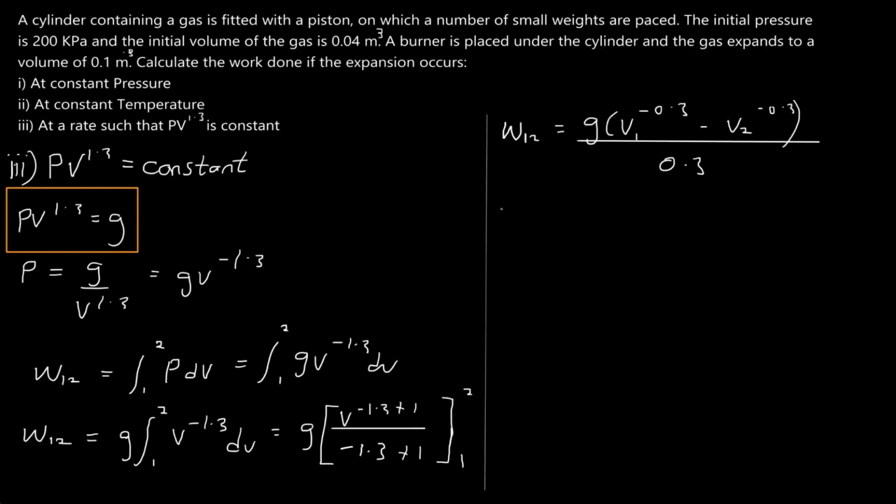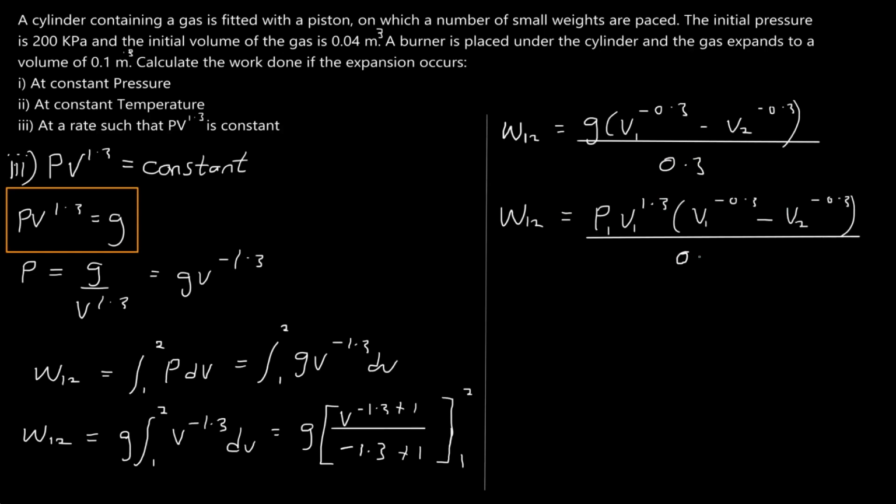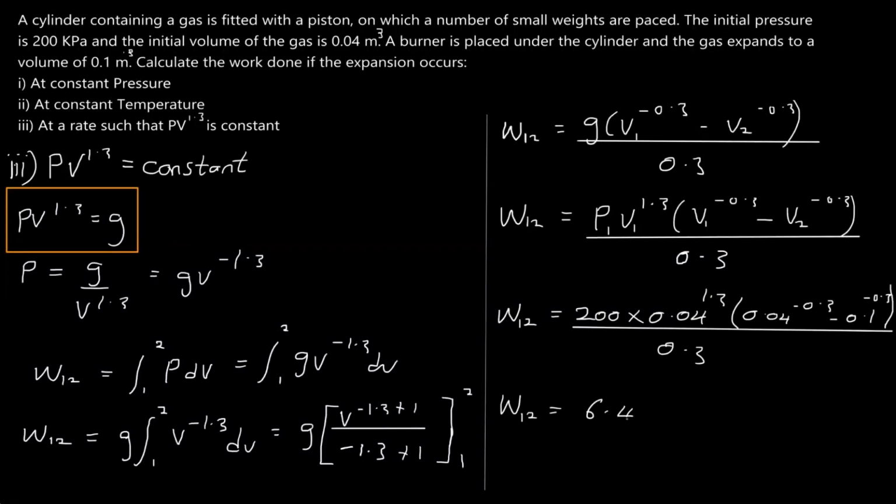So what we have is W12 equals P1 V1 to the power of 1.3 into V1 to the power of minus 0.3 minus V2 to the power of minus 0.3, all divided by 0.3. Substituting our known values and evaluating this, we get 6.41 kilojoules as our work done.